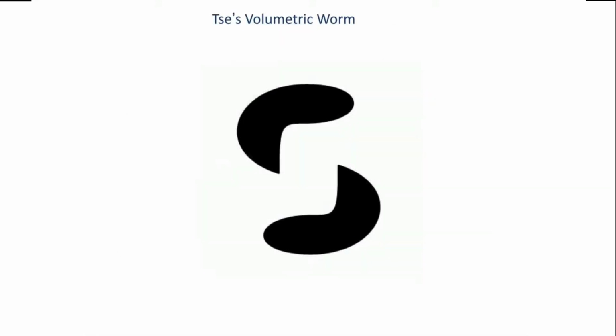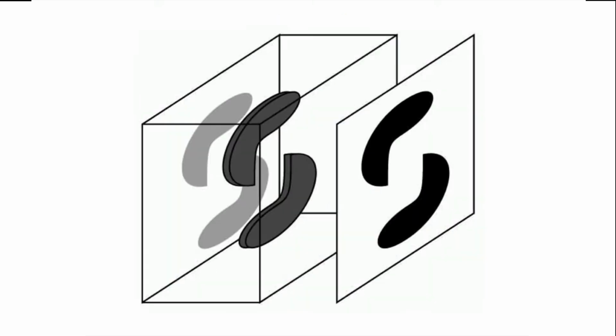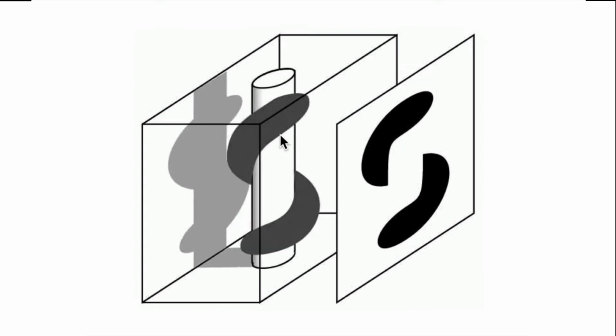In the case of Peter Tsay's volumetric worm, the perceptual transformation of this two-dimensional stimulus is this three-dimensional object. Now we see a regular spiral cylinder with hemispherical end caps wrapped around a white cylinder, complete with amodal completion behind the occluding cylinder.